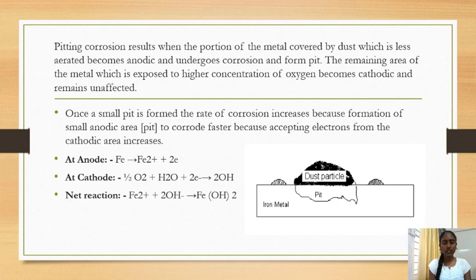The reactions are like this. At anode, you can see in the figure, the dust particle and the pit. Where the dust particles are, the metal gets corroded and it forms a pit. It is called pitting corrosion.